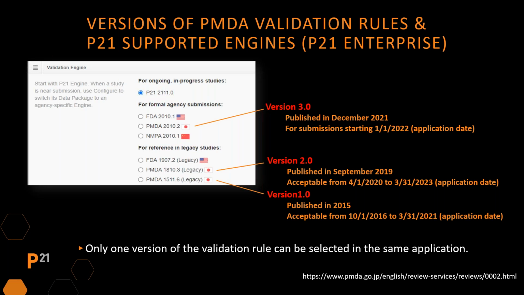The acceptable period is already over, but only one version of the validation rule can be selected in the same application for PMDA, and it is not possible to select a different version for each study in the same application. So we keep some legacy engines in case you need to validate data based on the version of the validation rule selected at the time of application.